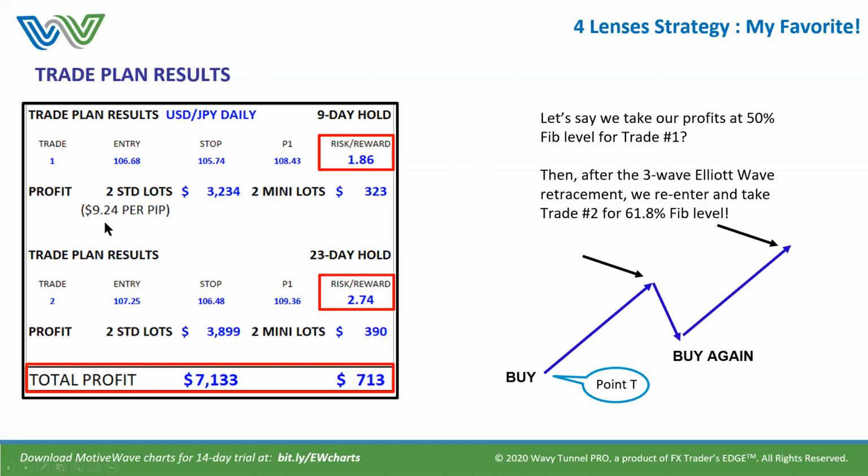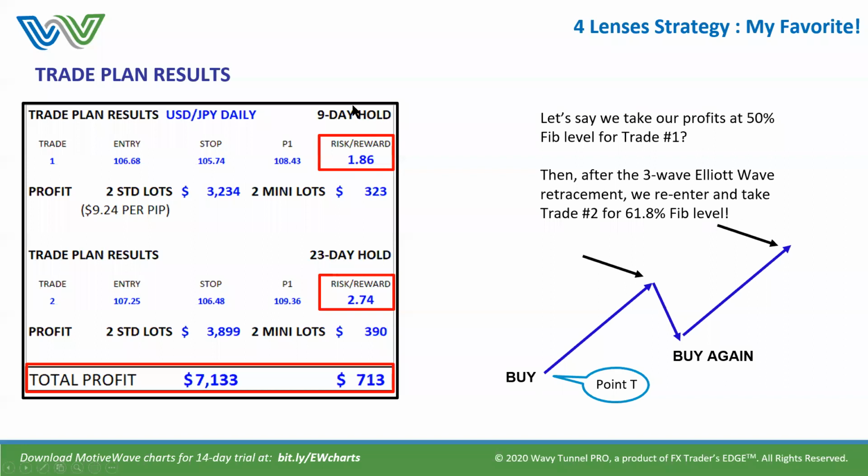So for trade number 1, if you enter at 106.68, leave your stop at 105.74, and you take your first profit at the 50% at 108.43, your risk reward is 1.86. That means that your profit is greater than the 94 pips that your stop loss is by 1.86, a factor of 1.86. And this is what you would make on that move. For trade number 2, you would re-enter, you would buy again, and your risk reward for trade number 2 is 2.74. But look at the holds. For the first trade, you have a 9-day hold. For the second trade, you have a 23-day hold. That's a little bit long.